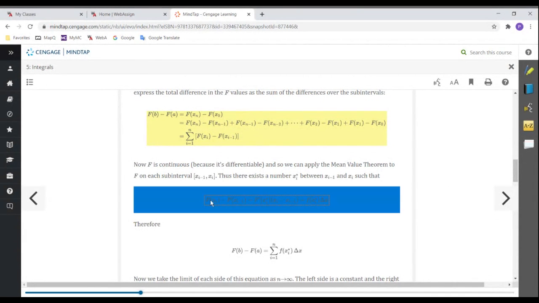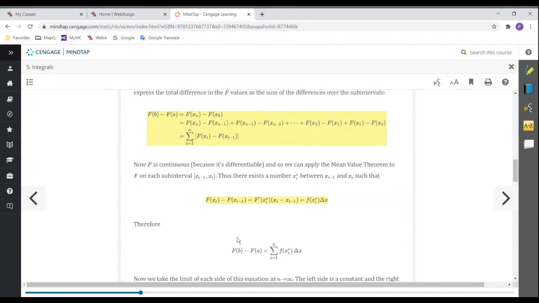Now here's what's important to note. Capital F of x_i minus capital F of x_{i-1} would, by the mean value theorem, equal the derivative of capital F at some x_i star on the interval from x_{i-1} to x_i, times the difference of x_i minus x_{i-1}. Okay, so this is the mean value theorem.